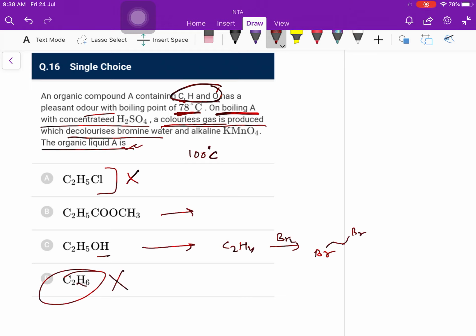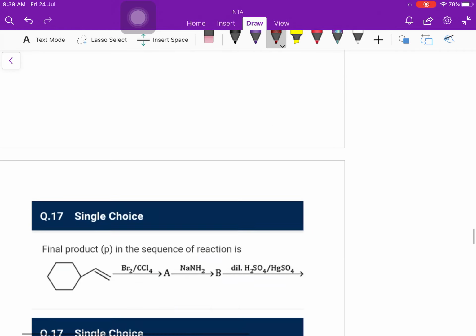It can form 1,2-dibromoethane. If we treat the other one with concentrated H2SO4 and heat, this is an ester, and it will break into the acid C2H5COOH and the alcohol CH3OH. So this will not react any further, and treating it with bromine water, this will not decolorize the bromine water. So this is the correct answer, C2H5OH. Also this has hydrogen bonding and it justifies that it has a boiling point of 78 degrees Celsius.